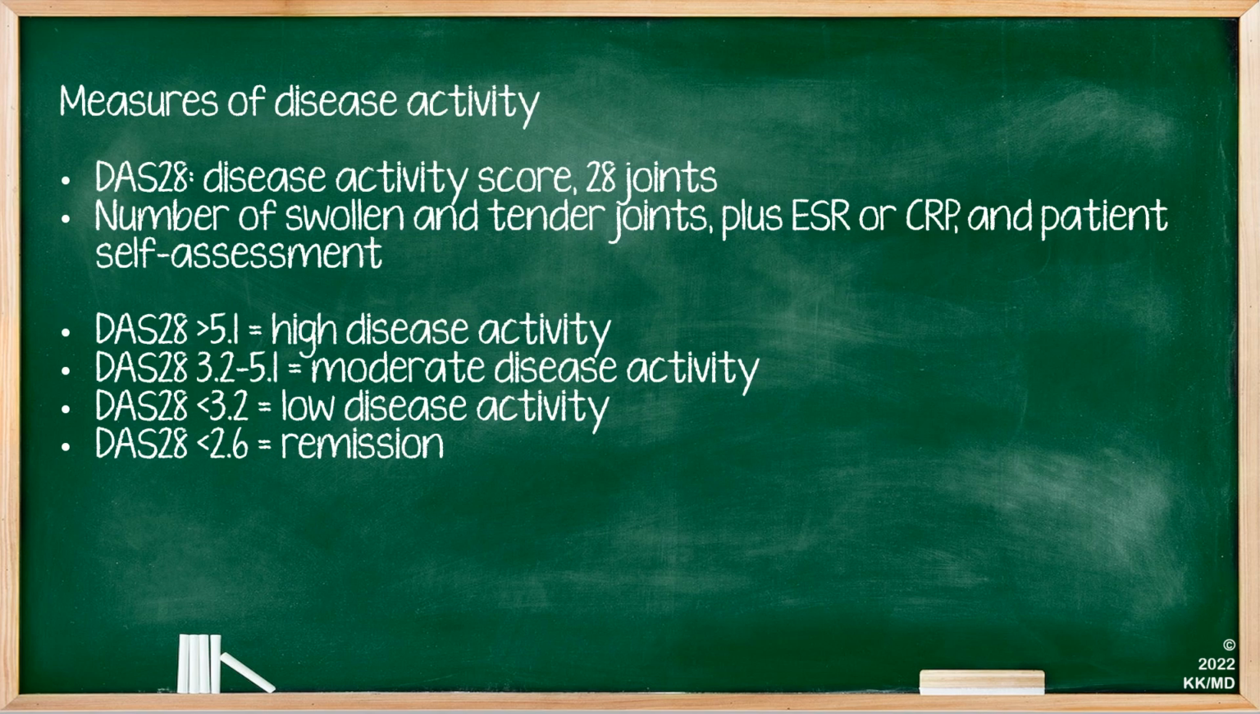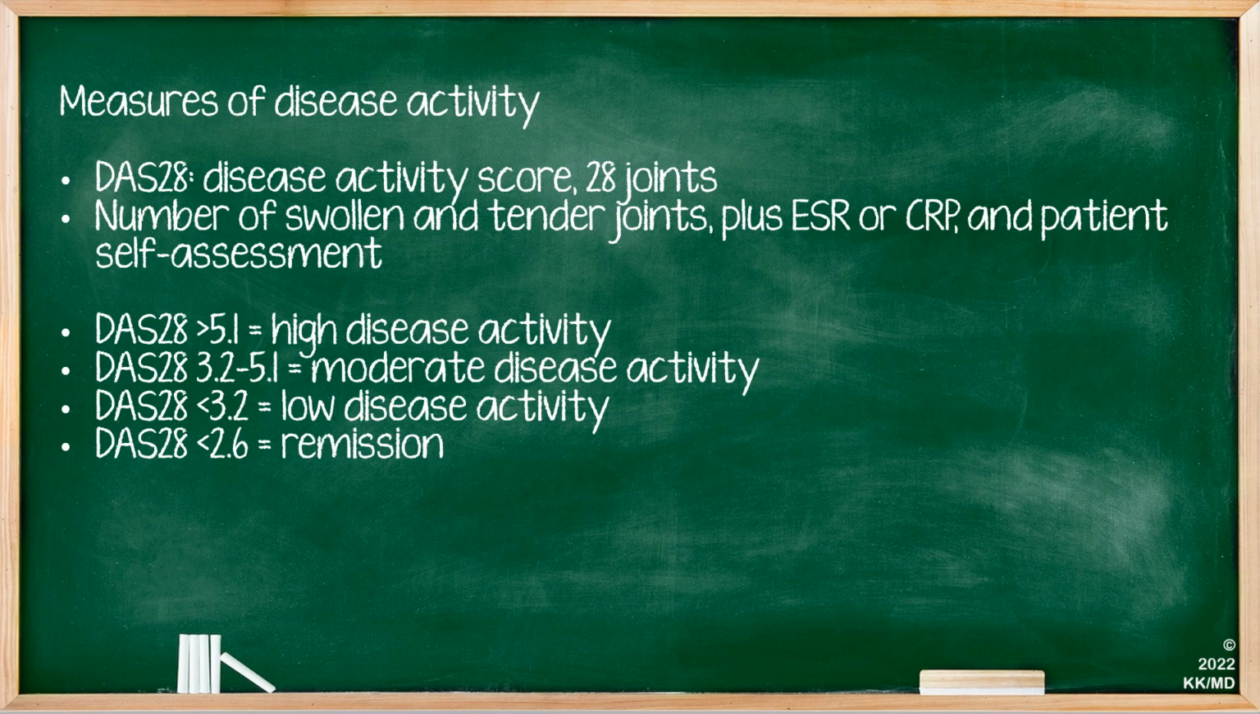Rheumatoid arthritis disease activity is really important to measure when patients are assessed in clinic. For rheumatoid arthritis, this is known as the DAS-28 score, or Disease Activity Score for 28 joints. This counts the number of swollen and tender joints, plus the ESR or CRP, as well as a patient self-assessment score.